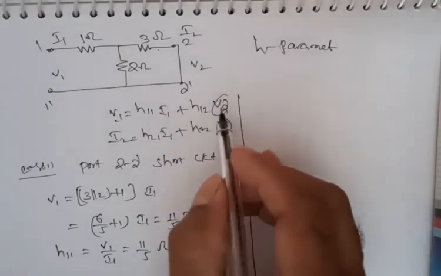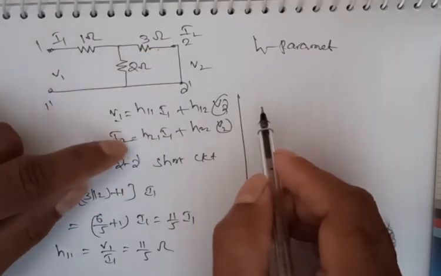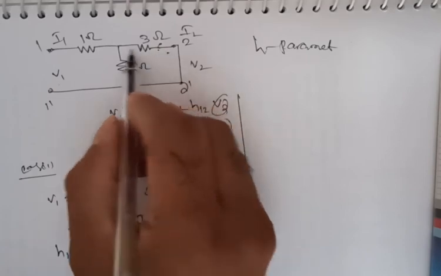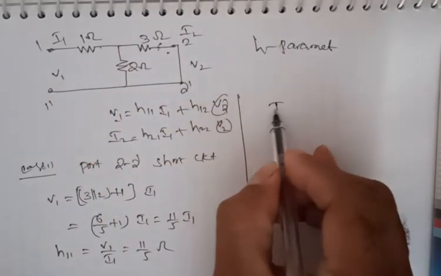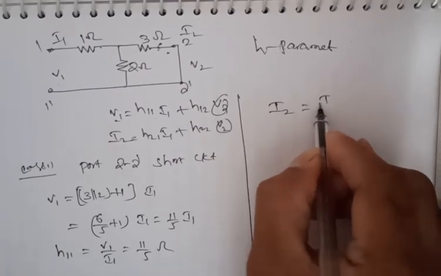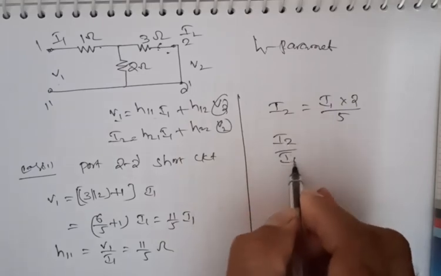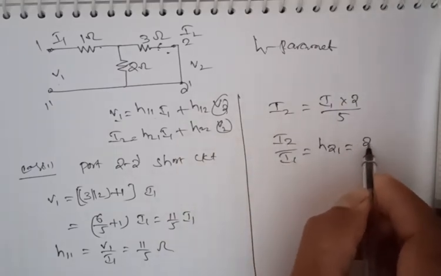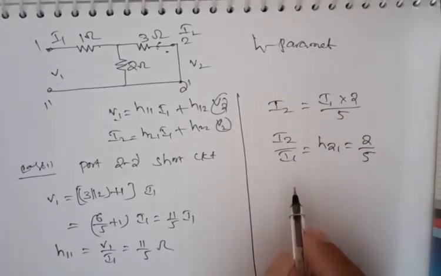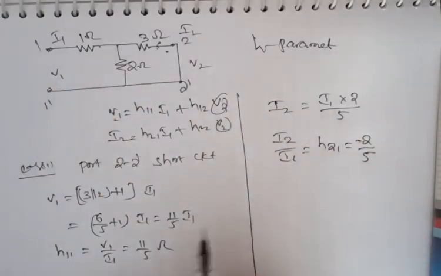Now, using the same analysis, if you find the I2 and I1 relation, you will get h21. How can you find I2? By using current division: the current in this path equals the total current into the opposite resistance by the total resistance. So I2 equals total current I1, times opposite resistance 2, by total resistance 5. Now I want I2 by I1, which is h21, equal to 2 by 5. There are no units for this. But I1 and I2 are in opposite directions, that's why we have to keep the negative sign.